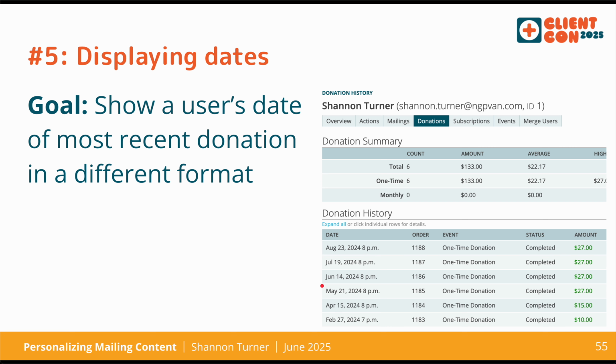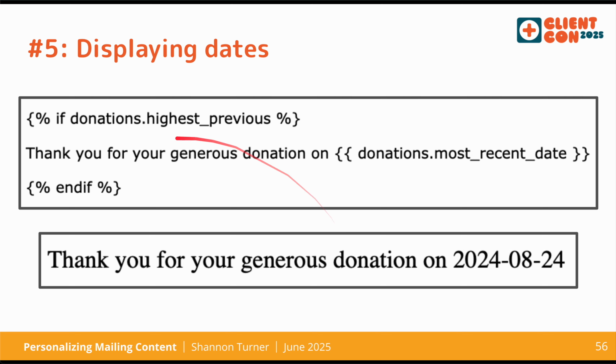So example number 5, let's show a user's date of their most recent donation, but in a different format. So here I'm using the donations.mostRecentDate snippet to show us the date of the user's most recent donation if they've made a donation. And that's what this if donations.highestprevious snippet does. If they've made a donation, then they're going to have something for highest previous. Otherwise, they won't, and so this won't appear.